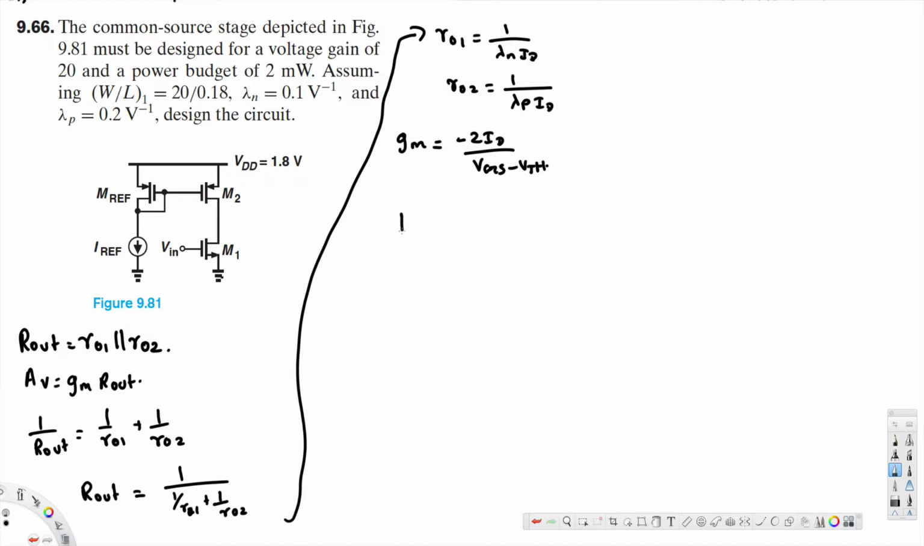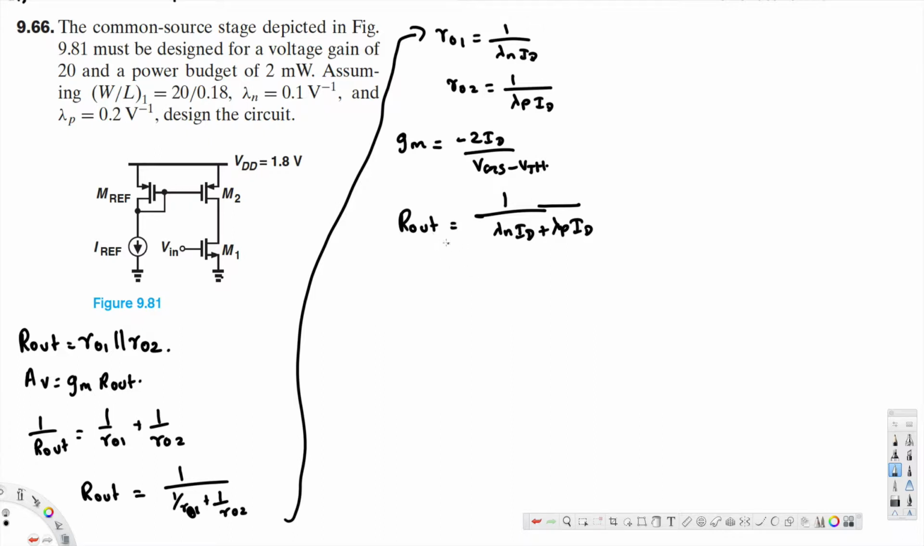If we do that, R out will become, since this is already 1 over RO1, 1 over lambda p ID, it will come into the numerator. So we will have 1 over lambda n times ID plus lambda p times ID. Okay, now let's go ahead and plug the values.